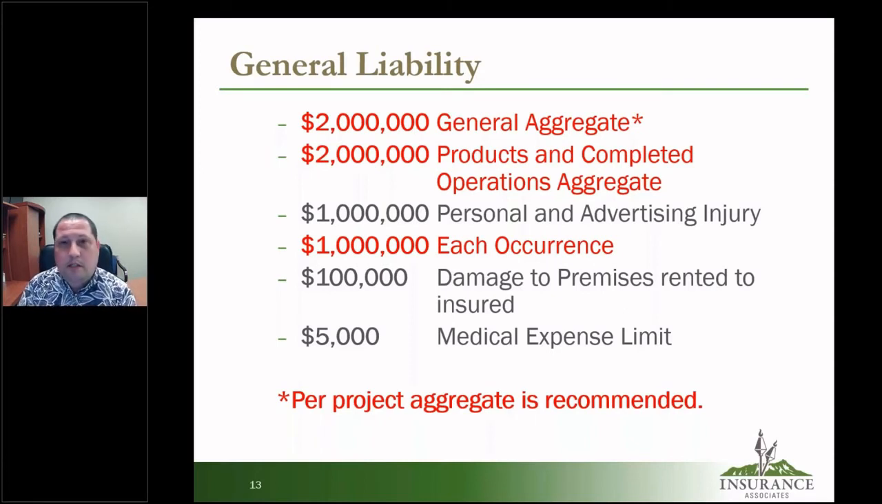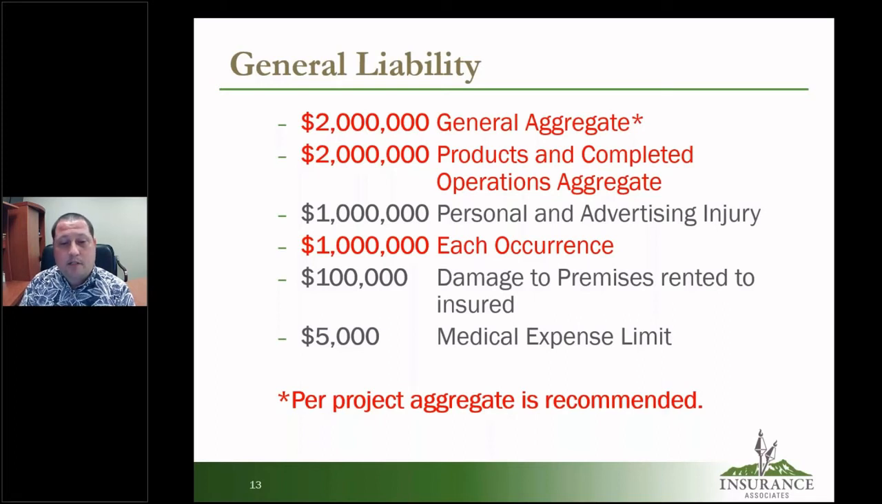The products and completed operations aggregate. This is the most that will be paid in a policy year for damage to property of others arising out of the insured's product or work. Personal and advertising injury is libel, slander, invasion of privacy, and copyright infringement.